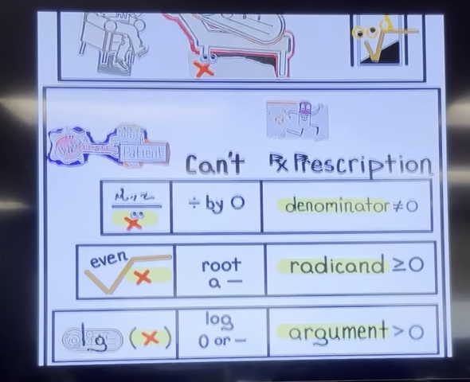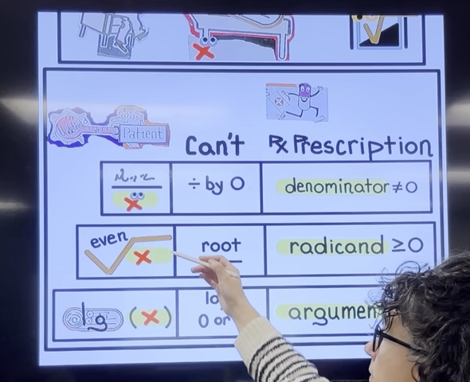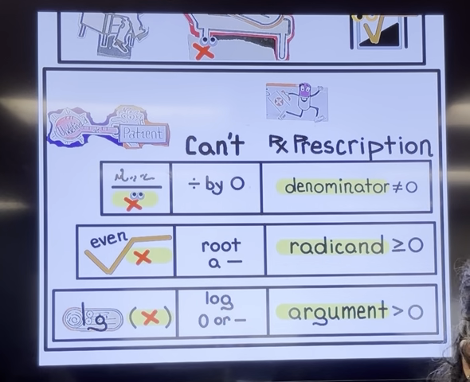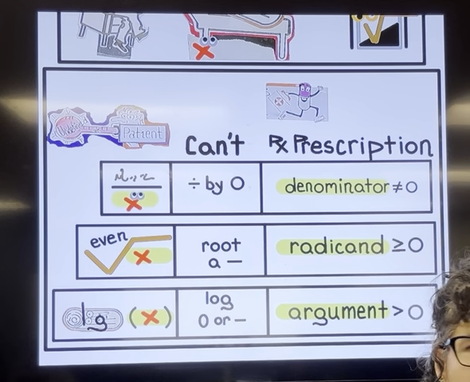Later we'll discuss our even roots and our logarithms. But if your original equation doesn't have an x in the denominator, an x under an even root, or a logarithm of x, then you're going to have all real numbers. I'm kind of lying because with trigonometry, if there's a trig in there, that's going to be different. But algebraically speaking, that's true.